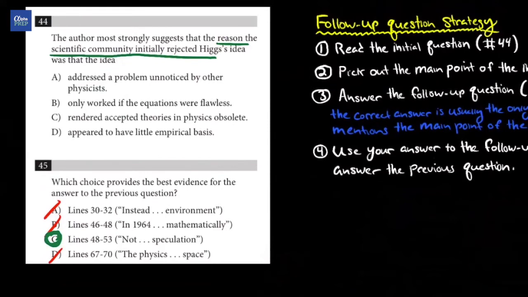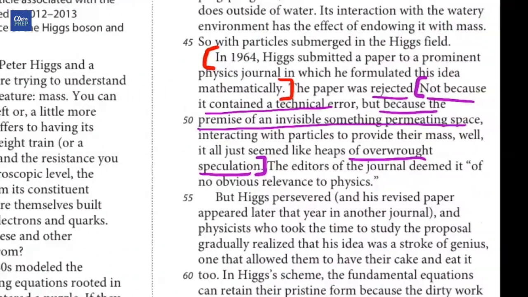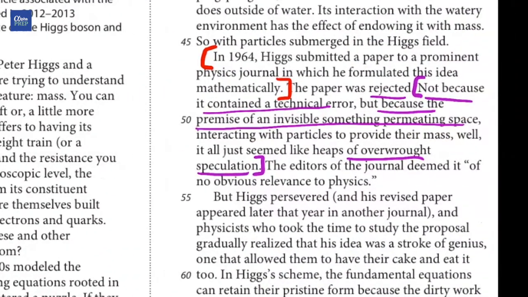So now let's take a look at number 44. The author most strongly suggests that the reason the scientific community initially rejected Higgs' idea was that, well, we know that the quote says something about overwrought speculation. So it's not because of a technical error, but because of the premise itself, the idea of something permeating space, interacting with particles and providing their mass, seems like, again, overwrought speculation, especially this word here, speculation. So speculation, something that doesn't have evidence, sort of like a very fancy guess.